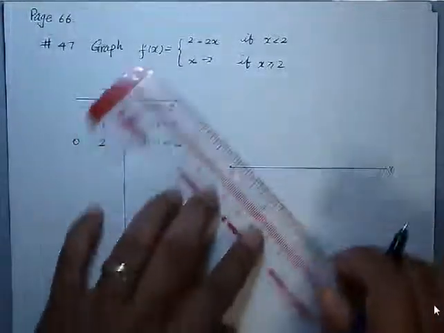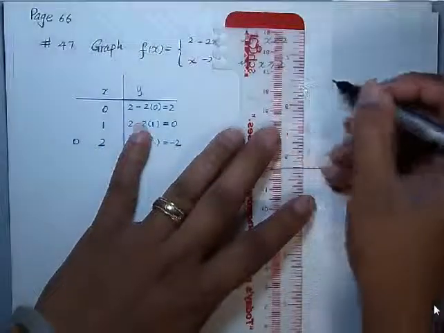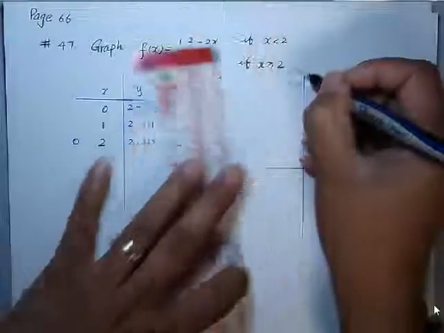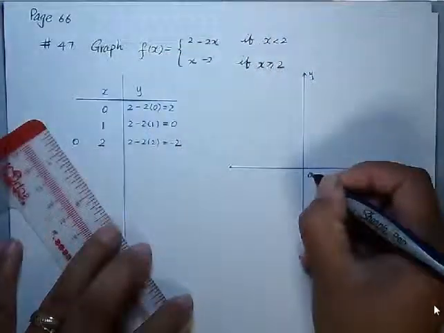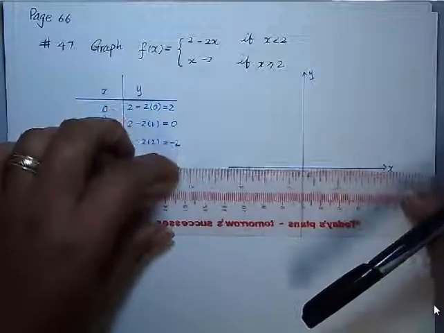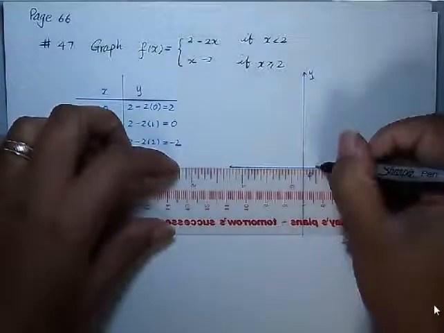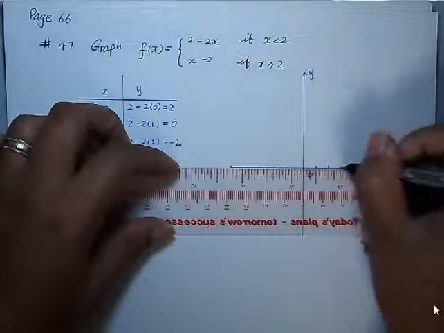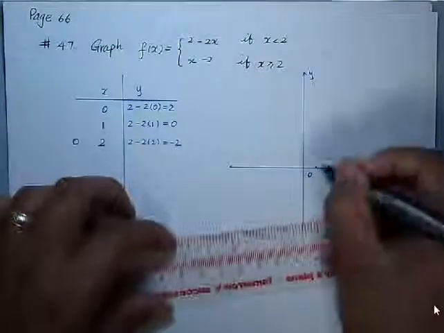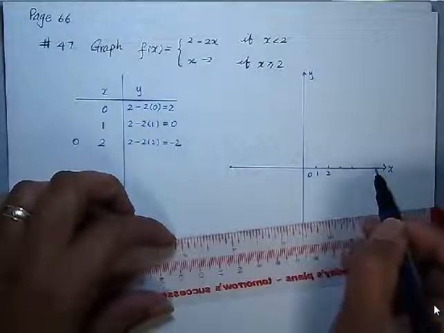X-axis and y-axis. Here's the origin. And x equal to 2, that is our breaking point. So I know that on the left hand side will be one piece, and the right hand side with 2 will be another piece.